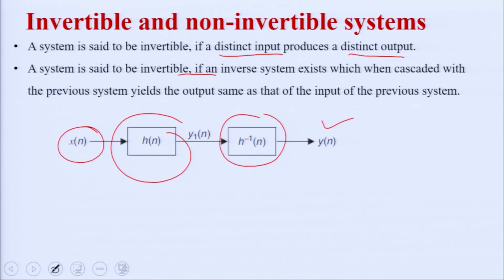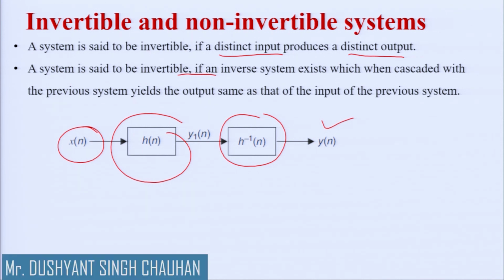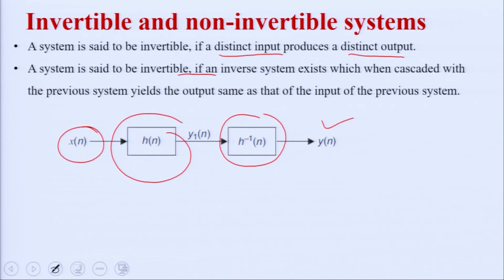Now, from all these classifications, we will take the linear, time invariant, stable systems. We will take these classifications out, and we will see in our next lectures how we can check the linearity and the time invariancy of the system.